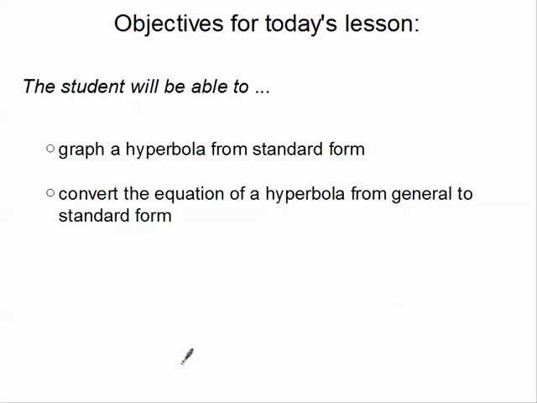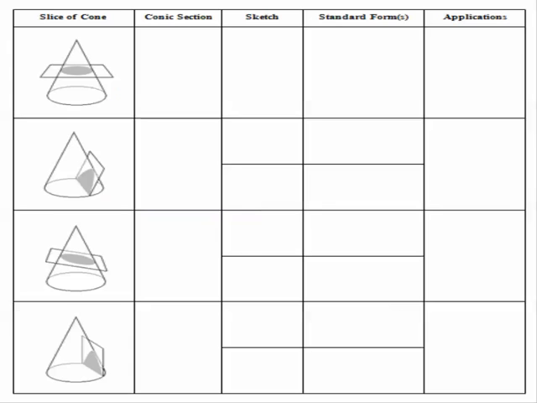Alrighty, and welcome to the first tutorial on hyperbolas. Our first objective we're going to explore here is to graph a hyperbola from standard form. But before we do that, let's get out our sheet of all of our conic sections one last time. We've filled in the top 3 rows, and now we're going to fill in our final row.